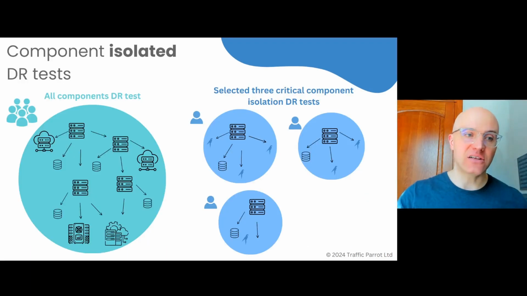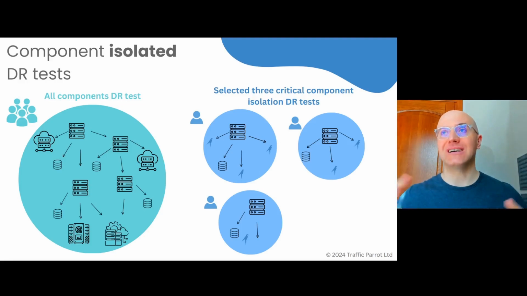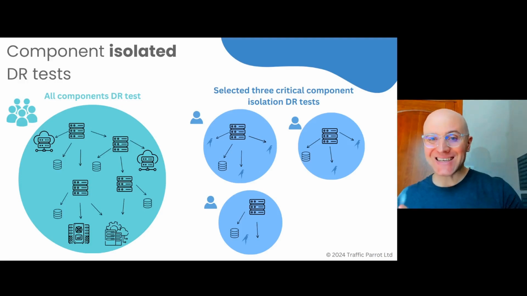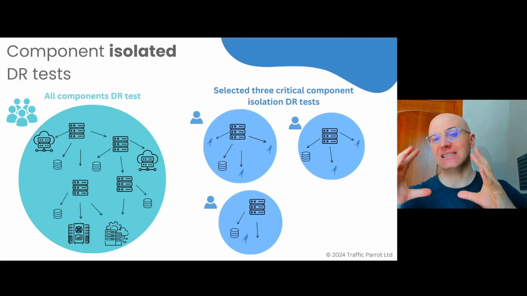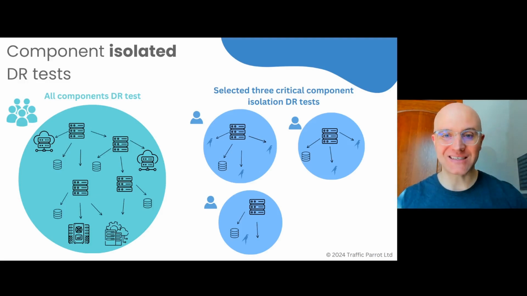So on the left hand side we can see all components being DR tested at the same time, and on the right hand side we see a selected set of three critical components that are being tested in isolation in DR tests.